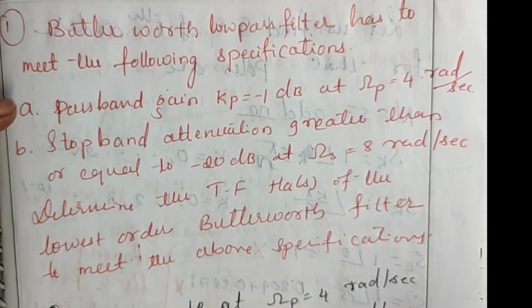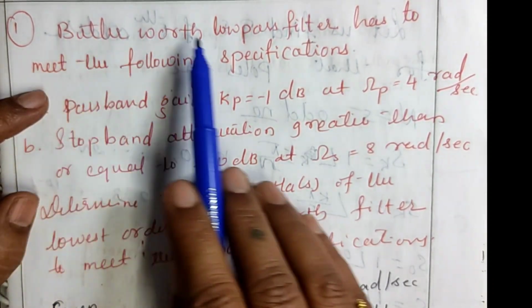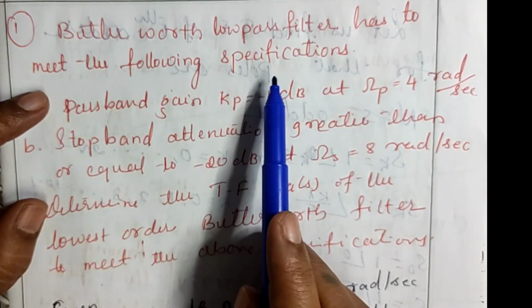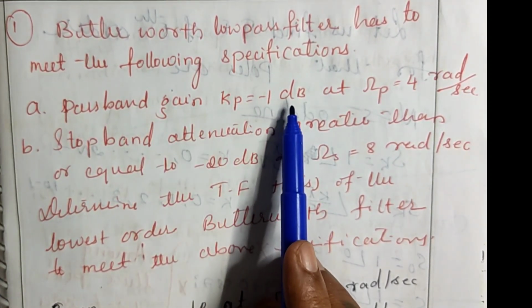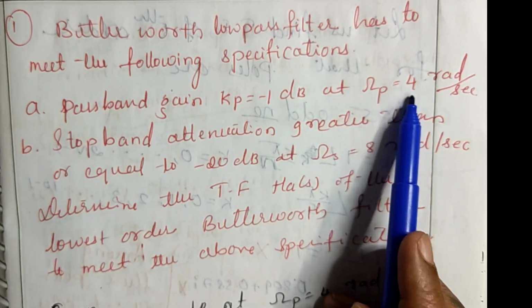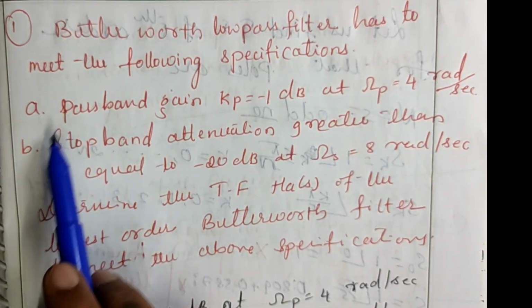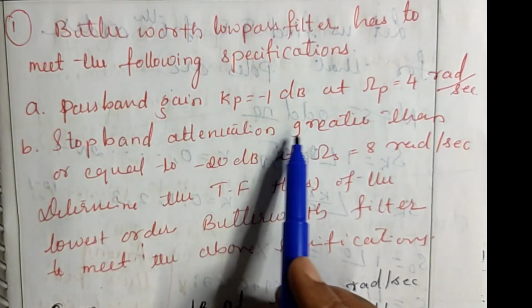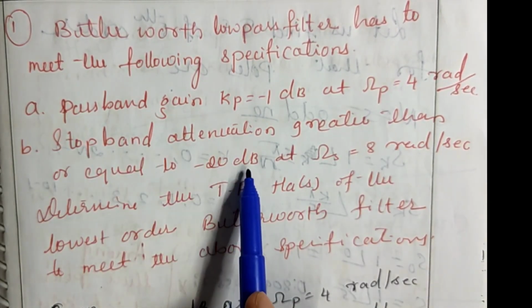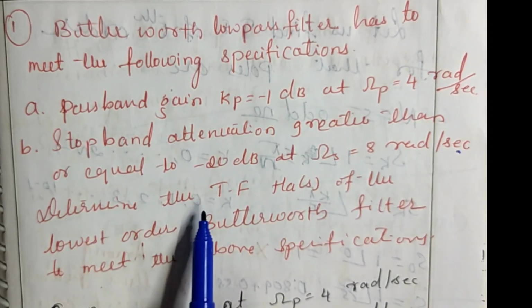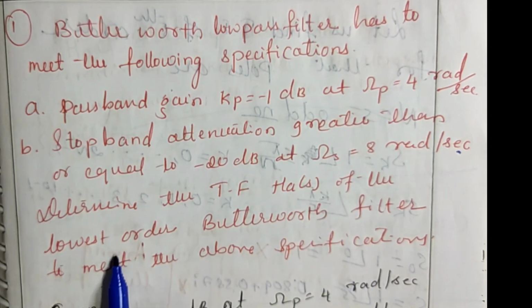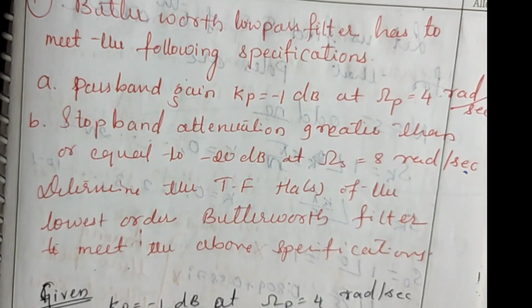We'll see one example for this design. A Butterworth low pass filter has to meet the following specifications. First, passband gain Kp is equal to minus 1 dB at Ωp equal to 4 radians per second. Second, stop band attenuation greater than or equal to minus 20 dB at Ωs equal to 8 radians per second. Determine the transfer function HA(s) of the lowest order Butterworth filter to meet the above specifications. This is the question. Now let us take the data they have provided.